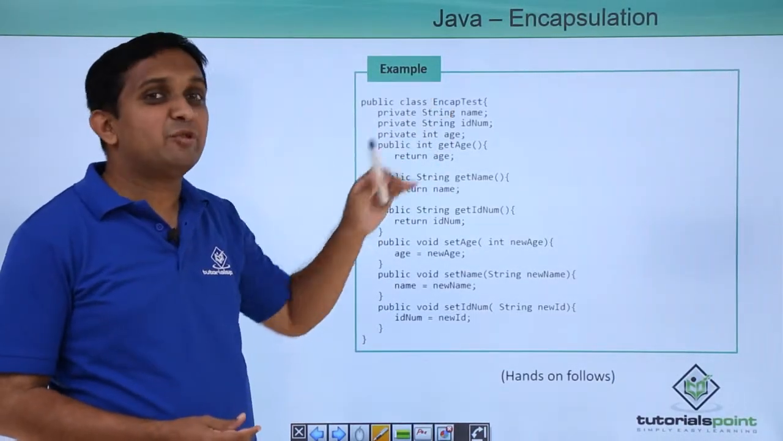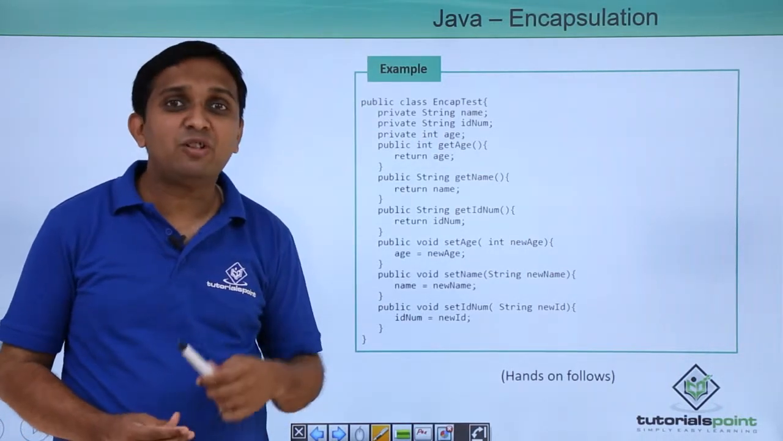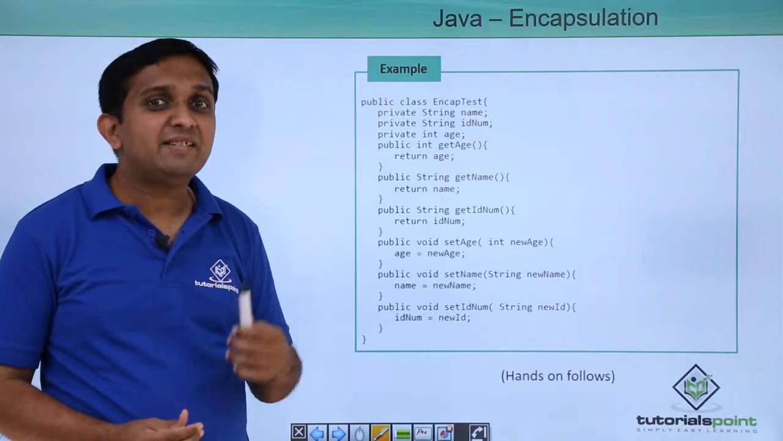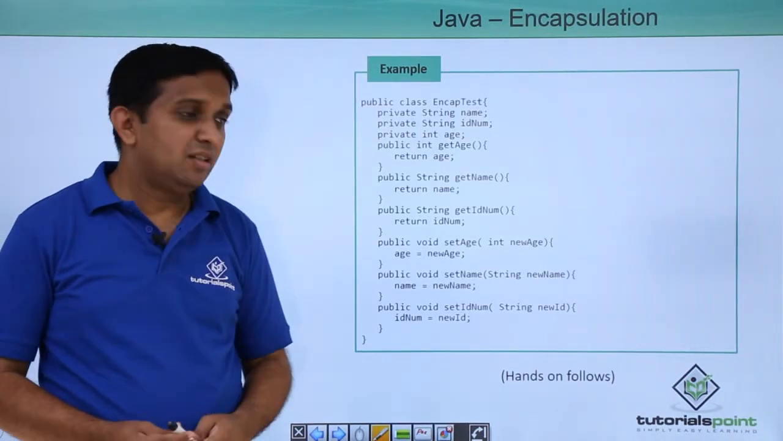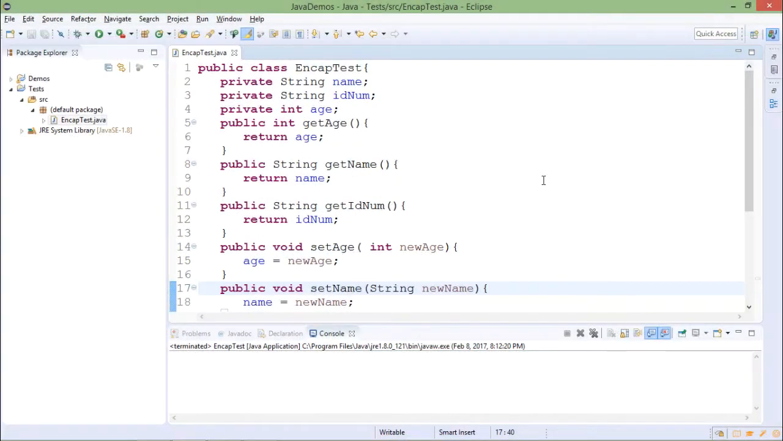Here there are a few attributes mentioned like name, ID, number, age, and for each attribute it has defined a set method and a get method. So let's implement this example in Eclipse. This program shows you how to implement encapsulation in Java. Encapsulation is binding members of a class and methods of a class together in a class.